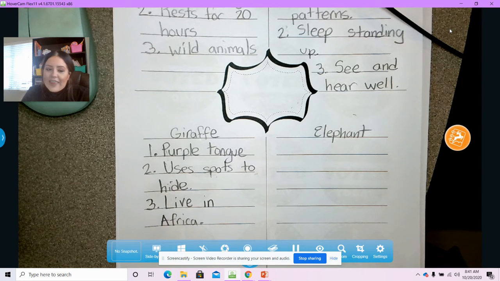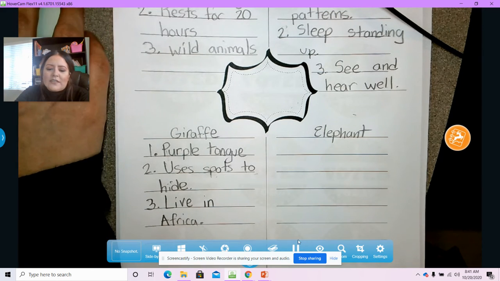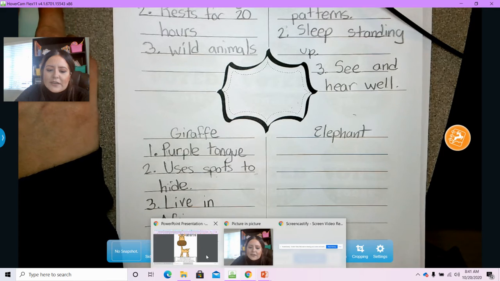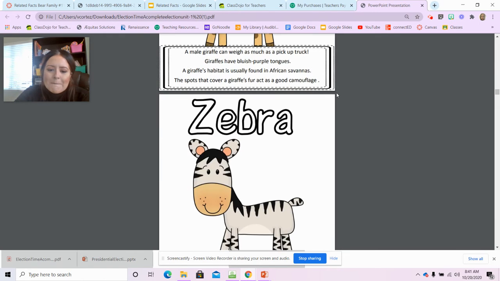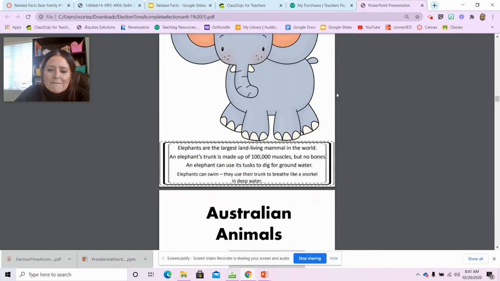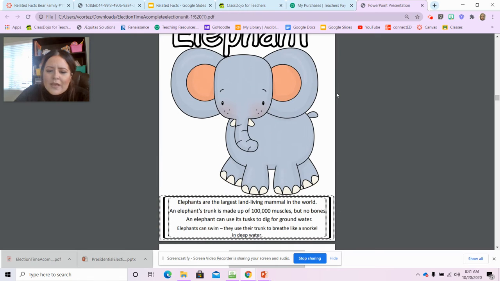All right, and the last one we have is the elephant. So let's see what we can find out about the elephant. Elephants are the largest land-living mammals in the world.